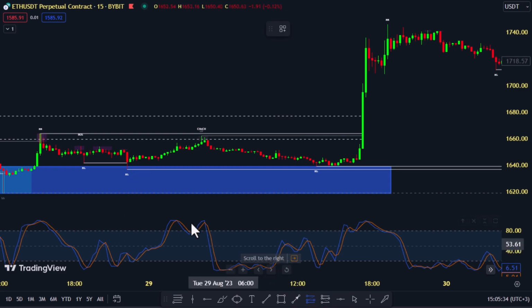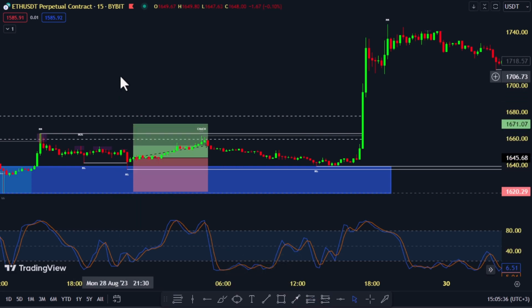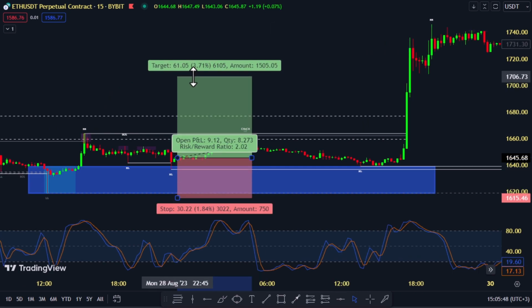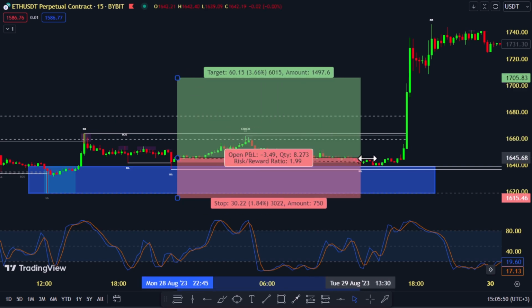Now let's talk money management. It's straightforward. Set your stop loss just slightly below that liquidity swipe and aim for a profit that's at least twice the size of your risk.